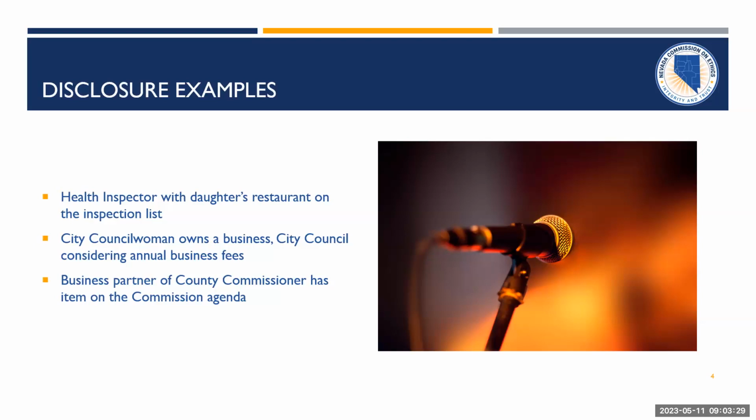Another one we see a lot is a city councilwoman who owns a business, and the city council is considering what the annual city business fees will be. She has a direct pecuniary interest in the amount of business fees that she pays. So whether the city council is considering raising or lowering the business fees, she has an interest and needs to disclose that conflict of interest. The other one is a county commissioner who has a business partner, and that business partner has an item on the commission agenda. You have a commitment in a private capacity to someone you have a continuing business relationship with, so that county commissioner needs to disclose that conflict of interest prior to acting on the commission agenda.